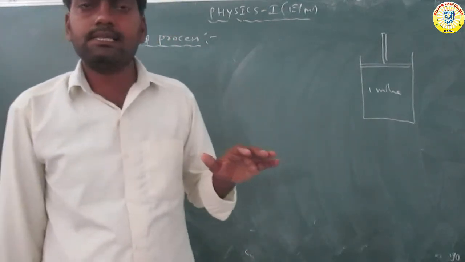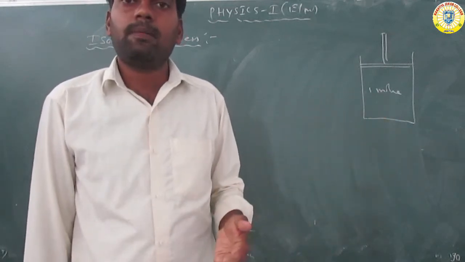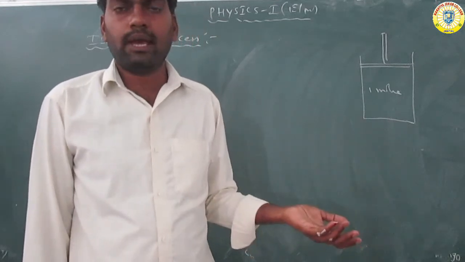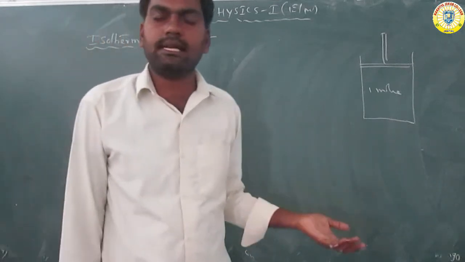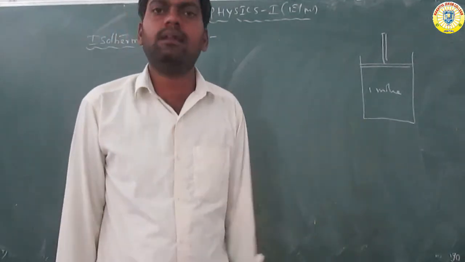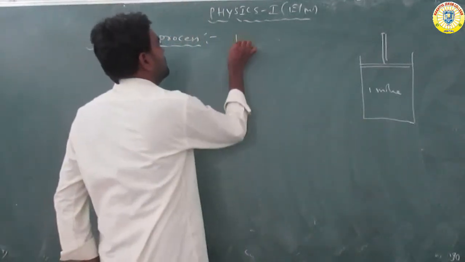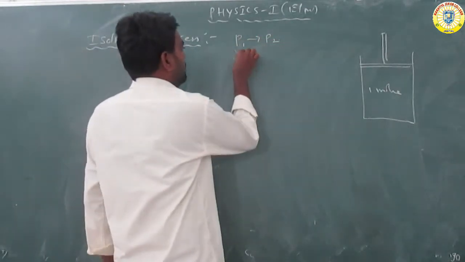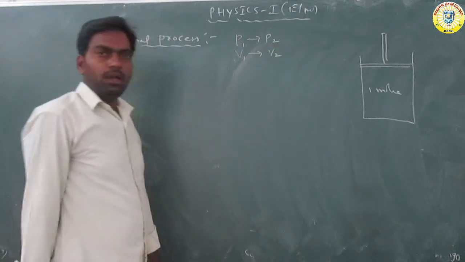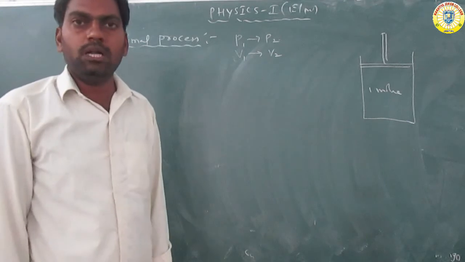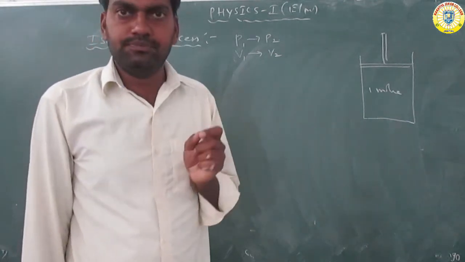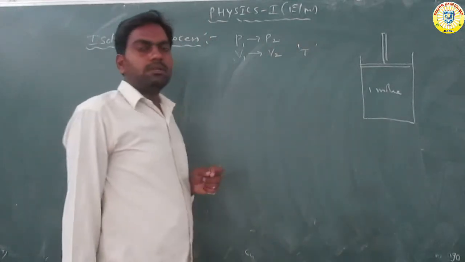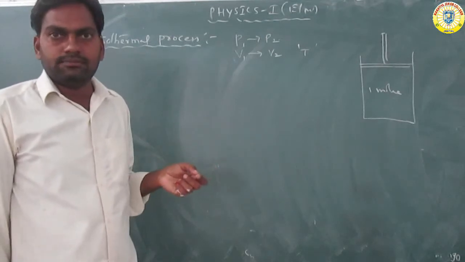The pressure changes from P1 to P2, and the volume changes from V1 to V2, isothermally, at a constant temperature T. So the pressure changes P1 to P2 and the volume changes V1 to V2, and the temperature is T.